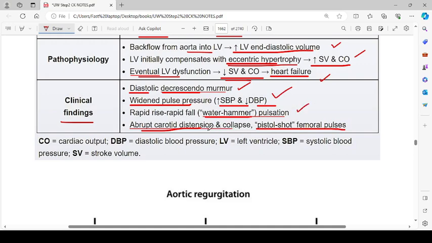Abrupt carotid distension and collapse, which is also called as pulsus parvus et tardus, and pistol shot or femoral pulses will be seen. Along with that, we can also find a characteristic head bobbing, which is called as De Musset sign, and Quincke pulses, which are pulsations which can be seen in the nail bed.